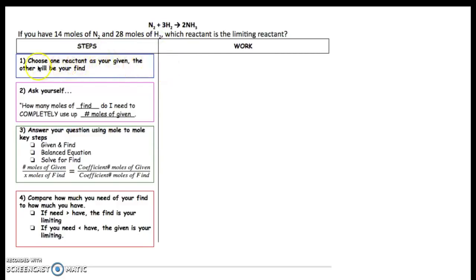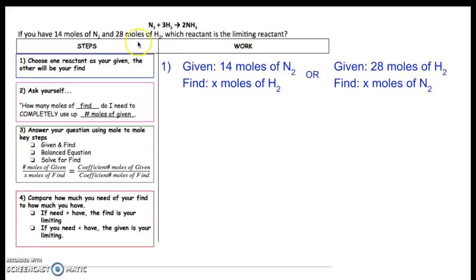That's why the very first step is for you to choose one of these reactants, either N2 or H2, to be your given, and you'll use the numbers here, and the other to be your find. So for example, I could choose N2 to be my given. So I would say I'm given 14 moles of N2, and I'm trying to find how many moles of H2. Or I could say I'm given the 28 moles of H2, and I'm trying to find how many moles of N2. It doesn't matter which one you choose to do. So let's just stick with the first situation where I'll use the 14 moles of N2 as my given and the X moles of H2 as my find.